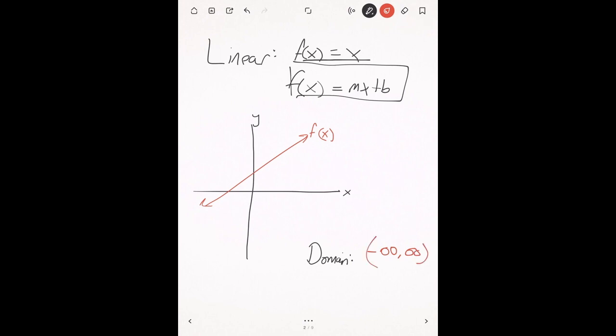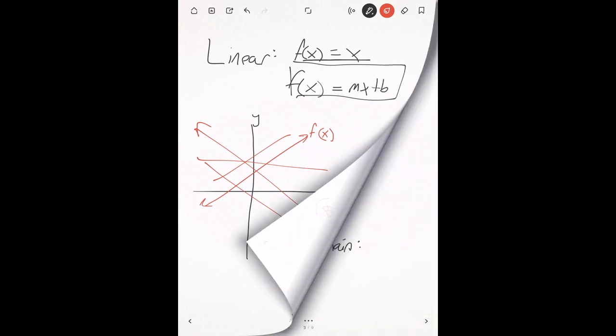And that's always true because no matter what kind of line I draw on here, how I draw these lines, all these linear functions, they always go from negative infinity to positive infinity. Their domain, how far left and how far right do they go? They always move from negative infinity to positive infinity. So that's the domain of a linear function.